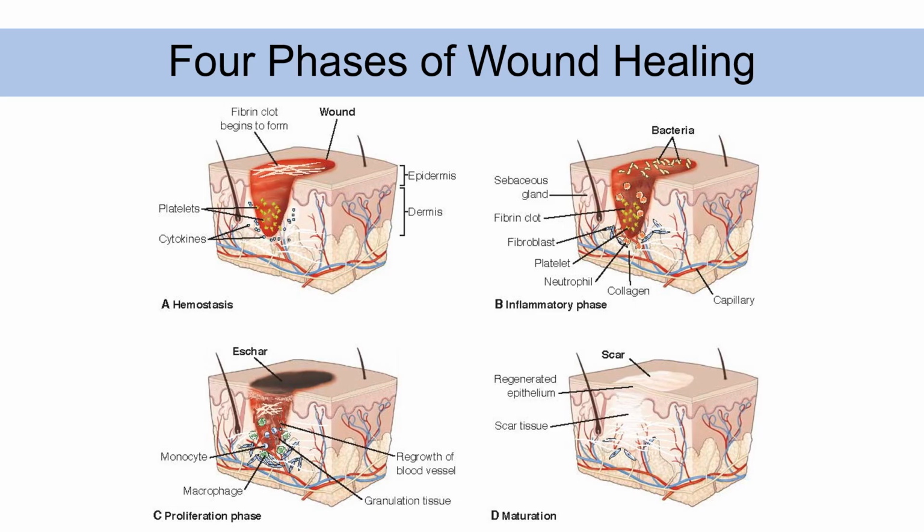4 phases of wound healing. It starts with hemostasis. That's when the body makes a fibrin clot. Then we have the inflammatory phase. That's where our immune system comes and looks to see what happened, tries to clean up the area for healing. We have the proliferation stage. That's when the actual tissue building starts to happen. And then we have the maturation where scar tissue is formed.